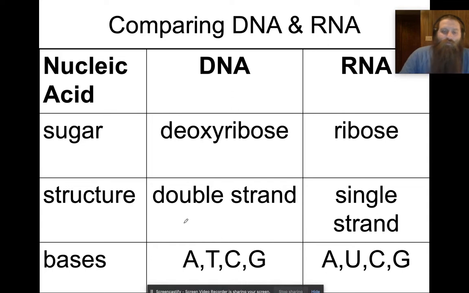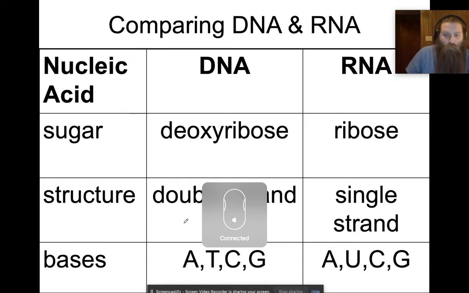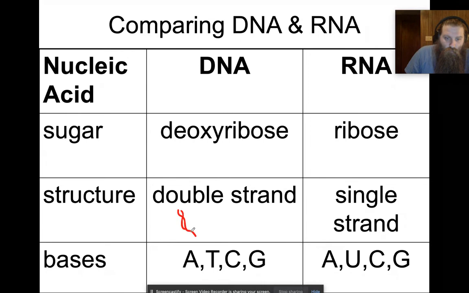DNA is double-stranded, so we usually draw it as a double helix, just like that. But for RNA, it's just a single strand, and so we draw it like that, like half of a ladder. The bases for DNA and RNA are almost identical. A, C, and G are present in both. The only difference is DNA has T and RNA has U.